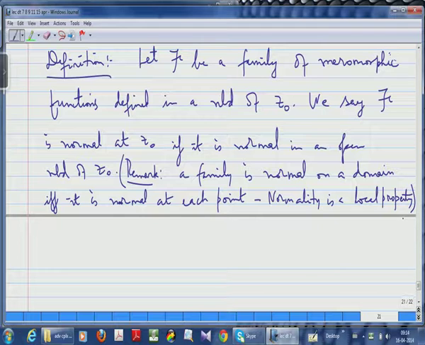Fine. So here is the question. I now have a family defined in a neighborhood of a point. It's a family of meromorphic functions, and it's given to me that this family is normal. I want to analyze how the family behaves at that point. So the clue to Zalcman's lemma, or at least an understanding or motivation for it, is trying to understand this.